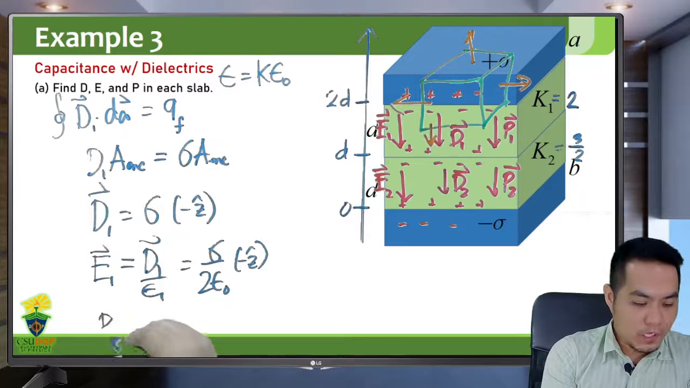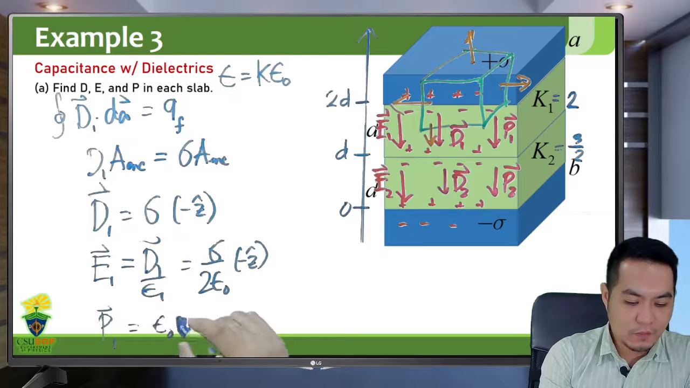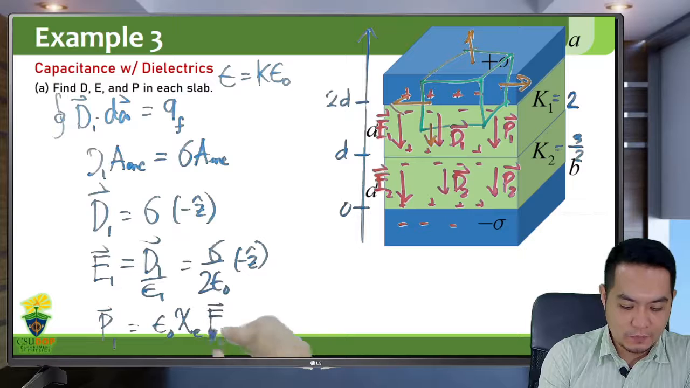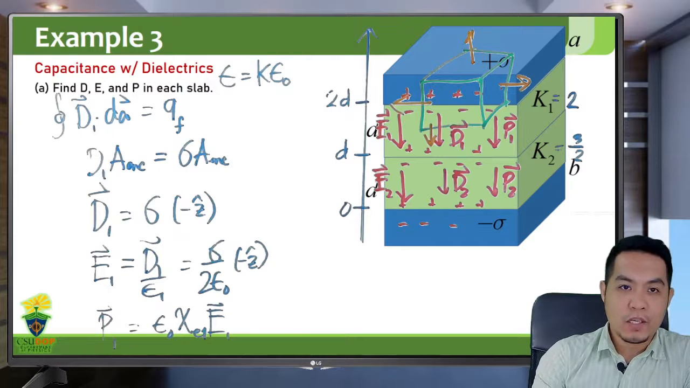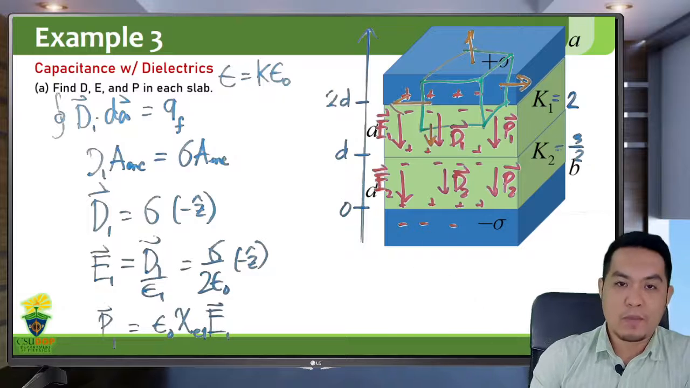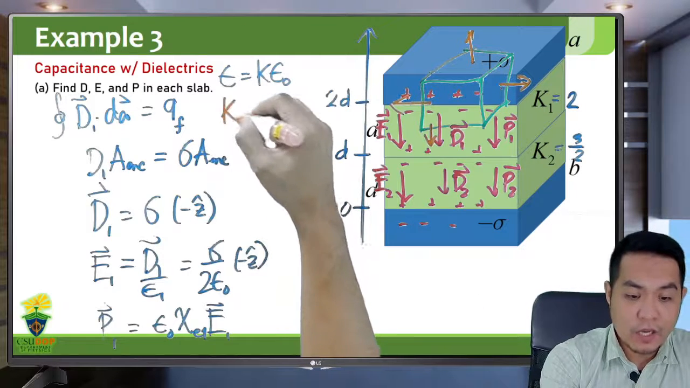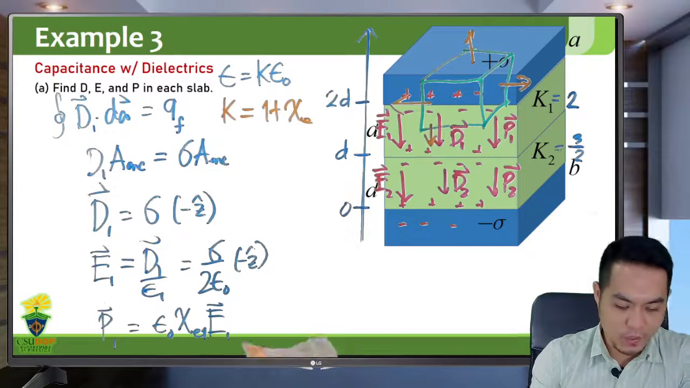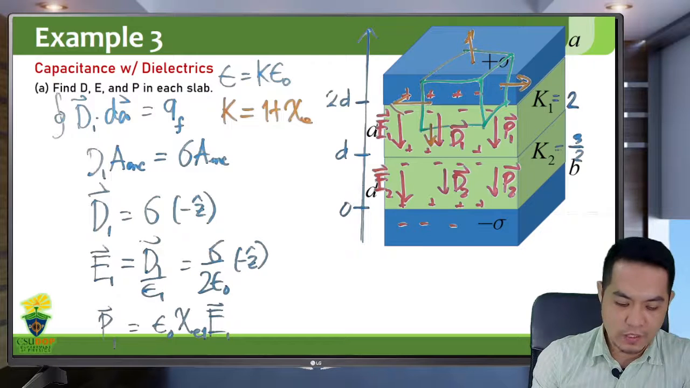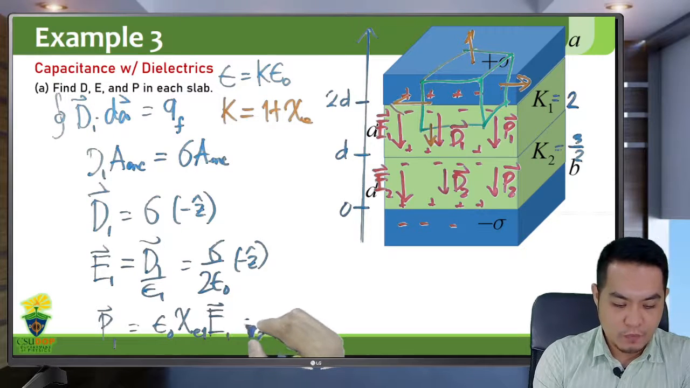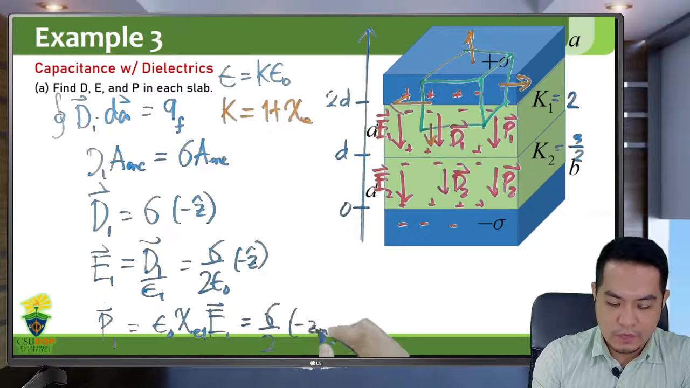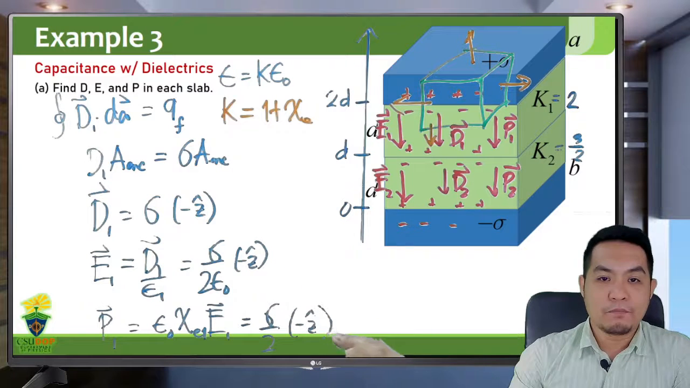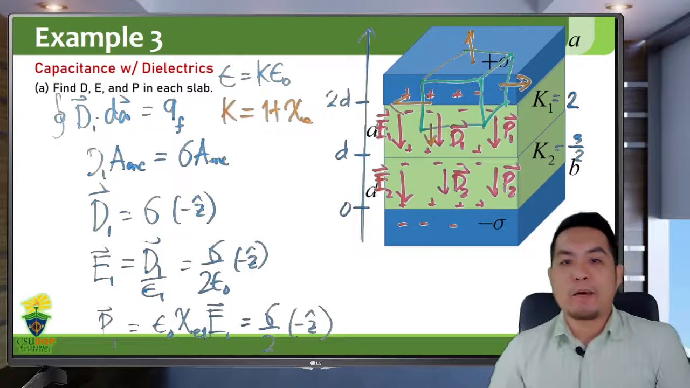So given E1, we can now solve for P1, the polarization. It's just epsilon naught, the susceptibility times the electric field. This is the susceptibility of slab 1. Take note K is just 1 plus the susceptibility, meaning the susceptibility is K minus 1. So K1 minus 1, 2 minus 1, you get 1. You will get sigma over 2 negative z hat. So these are the displacement, electric field, and polarization vectors in slab number 1.